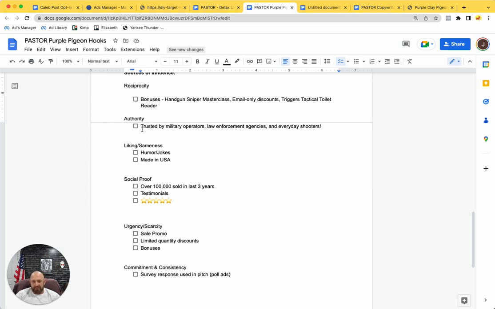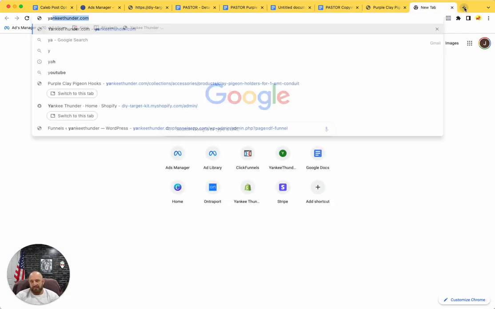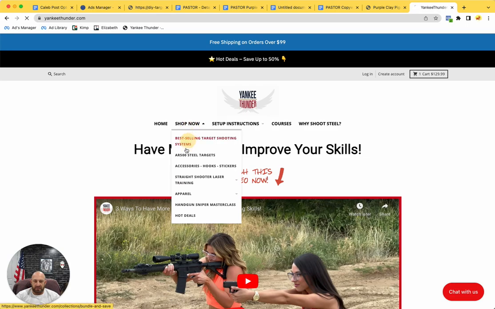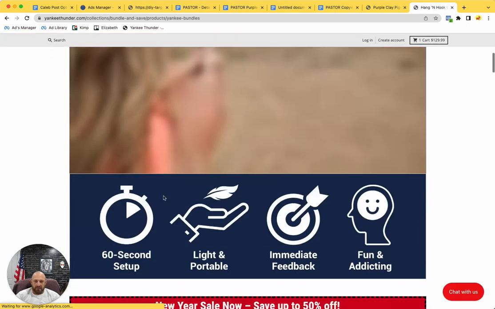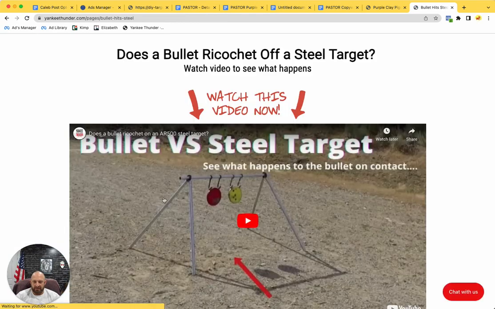Authority, obviously, like in this case, trusted by military operators, law enforcement agencies, and everyday shooters. So if I can work that into my copy up above, or my story, which I need to go back to, and this is a new product, so I don't have anybody using this yet, but for my other product I do. So I have testimonials from authority on my main website for Yankee Thunder, and I've got a whole section down here that's trusted by military operators, law enforcement agencies, and whatever.